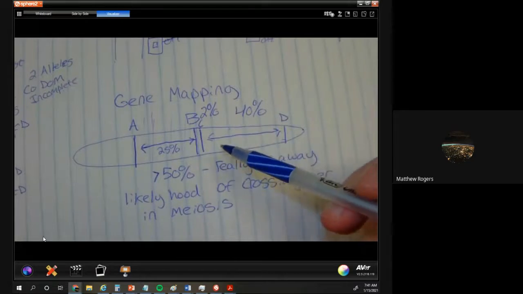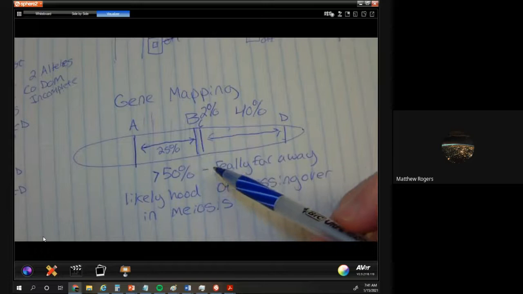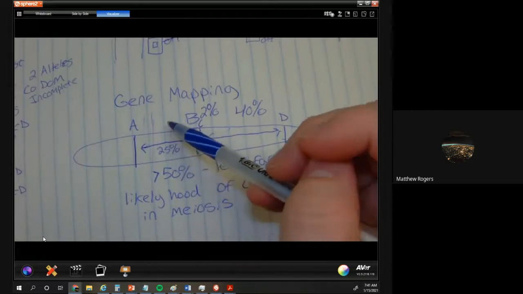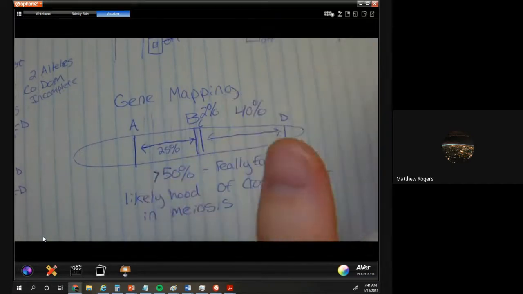So gene mapping is going to tell us where different things are. And we kind of have to map them out. We have to do some logic. It's kind of like a puzzle. And we say what these actually mean. 25% means the likelihood of crossing over happening between those two genes. Okay? So those are the three things we're talking about today.